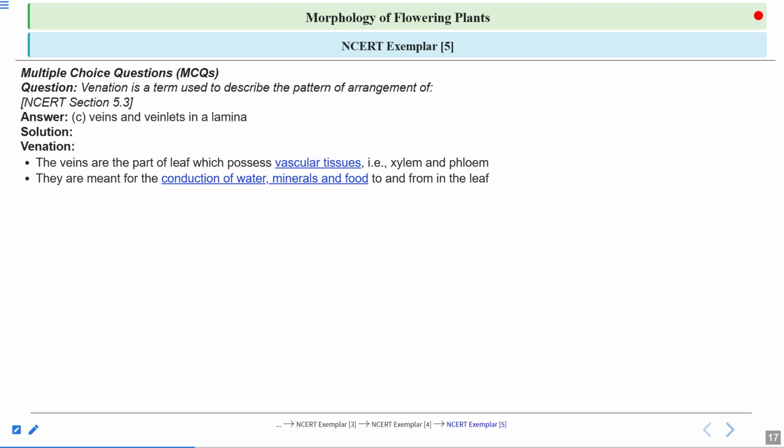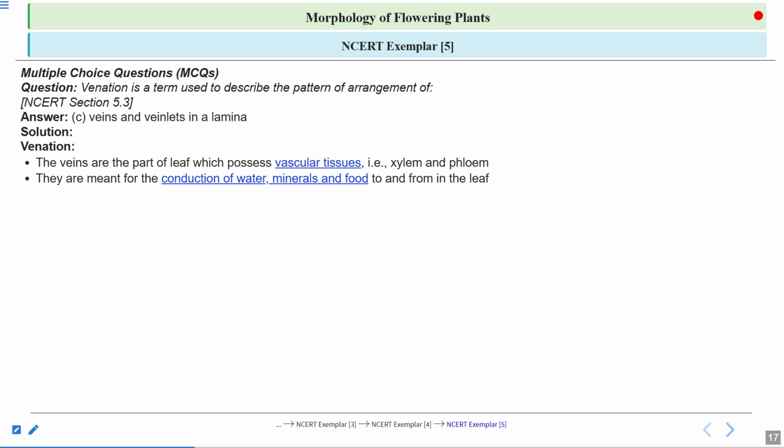So these xylem and phloem, these conductive tissues or the vascular tissue, help in the conduction of water. They help in the transportation of water. Not only the water, some minerals also get dissolved in the water. So that is also transported with the help of xylem.